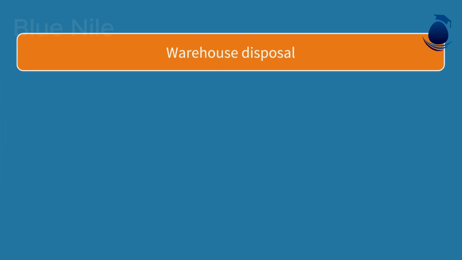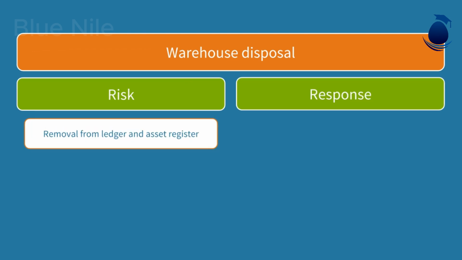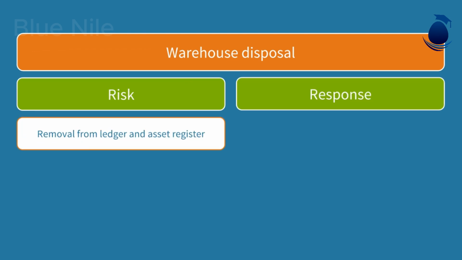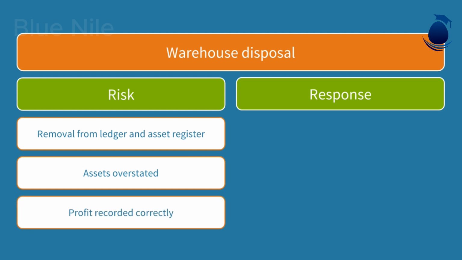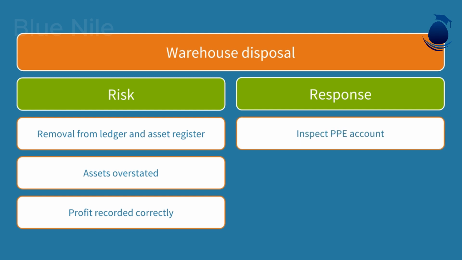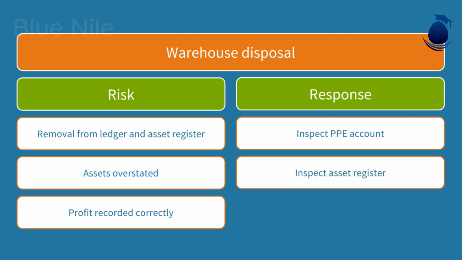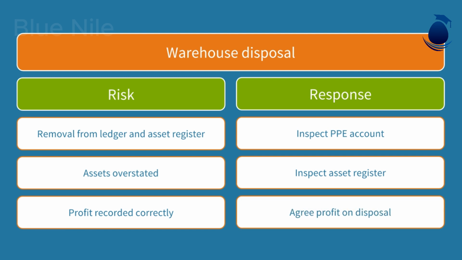The warehouse disposal. If the warehouse has been disposed of, it needs to be removed correctly from the ledger and the non-current asset register. There is a risk that if not done correctly, assets and the register may be overstated. The profit also needs to be recorded properly. The appropriate auditor's response would be to inspect the property, plant and equipment accounts to ensure the asset has been removed correctly, also inspecting the asset register for its update, and agree the profit on disposal has been correctly accounted for.